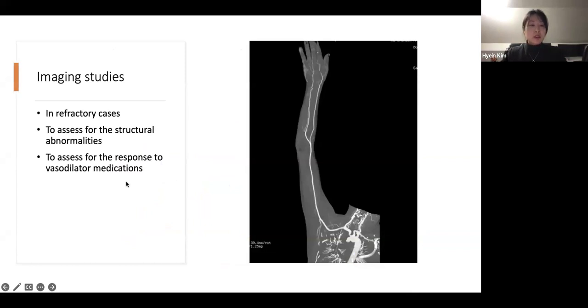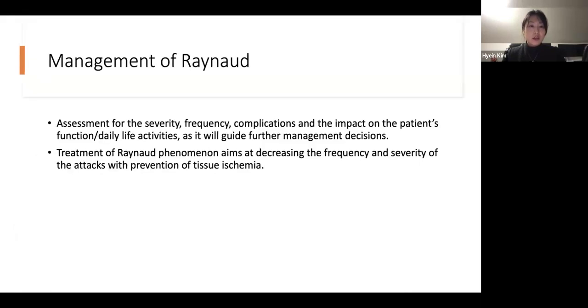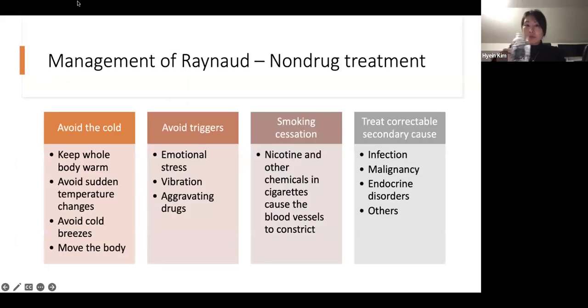Just going back a little bit to the imaging studies, as I said, I typically consider this in refractory cases that are not responding to medication as expected, to assess for structural abnormalities. Here you're starting to see some of the narrowings, and you can see that it's not very perfusing in the fingertips. And second, to assess the response to the vasodilator medications, as I mentioned earlier. We'll touch a little bit on the management of Raynaud.